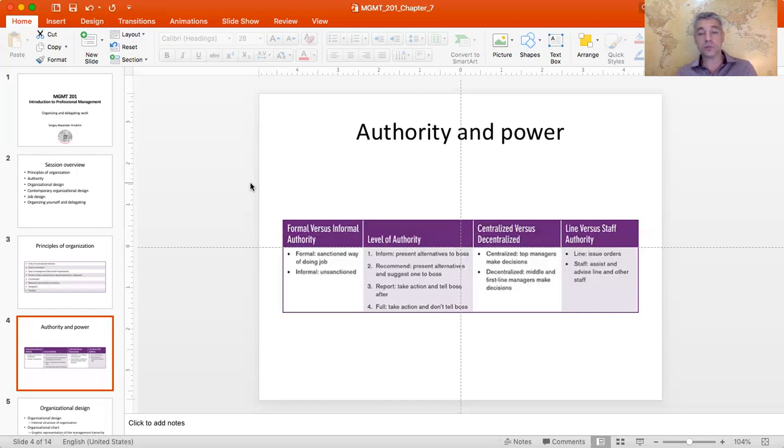At the next level, you may have authority to report. So you do not necessarily have to check with the boss which of the options you should choose, right, to solve the problem, to solve the issue. But once the issue has been solved, you report back to your supervisor and say, okay, these are the actions I took, and this is what solved the problem. Finally, with full authority, you solve the problem, you take action, and you don't have to tell the boss.